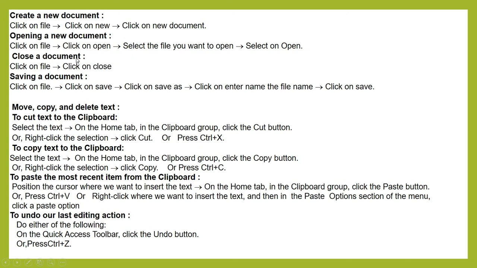Then close a document. What does it mean? Suppose you have lots of files open and you want to close the current file. How should you close it? Click on the File option, then click on Close, and your current file is closed from your screen. Now how do you save a document? Go to File, click on Save, or click on Save As for the first time. Write down the file name, then click on the Save option.